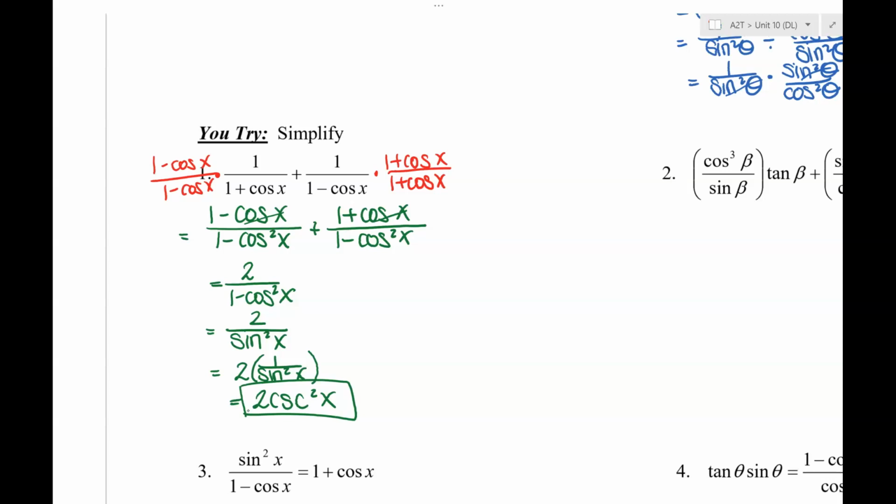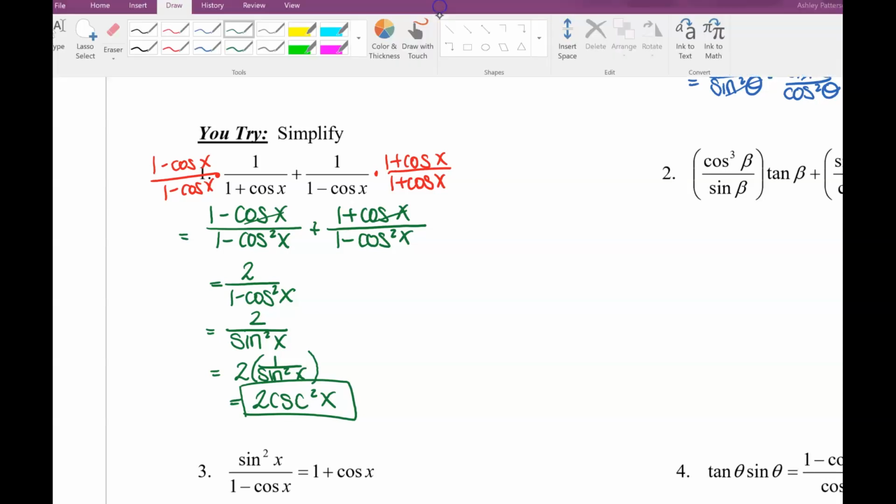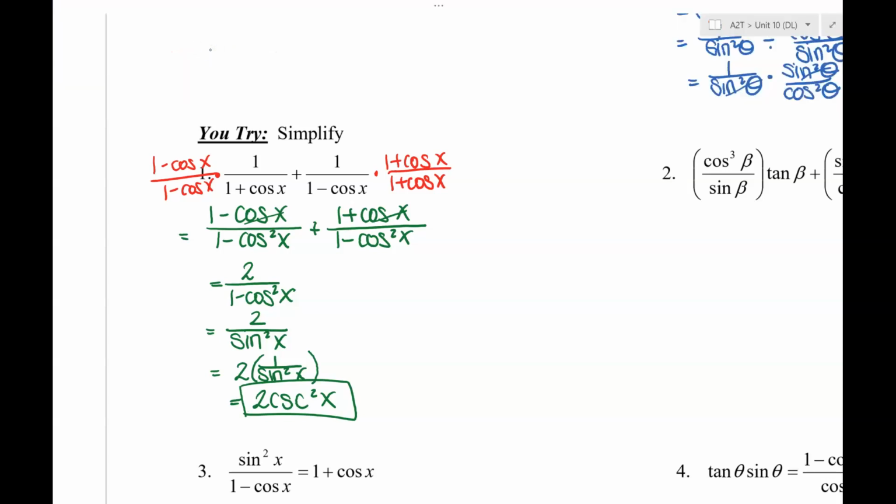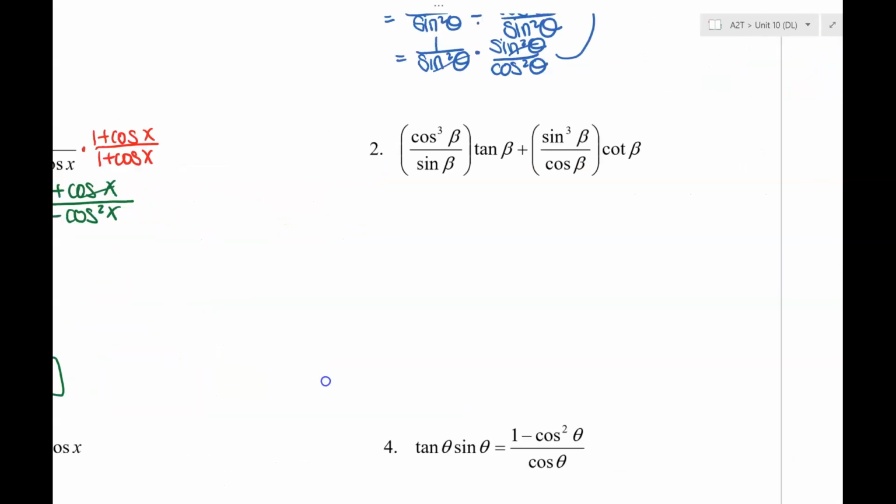Those are some of the basic trig identities. Sweet. So sometimes you'll have to multiply by each other's denominator to get common denominators, and that's okay, as long as you have the same numerator and denominator being multiplied. All right, for 2.